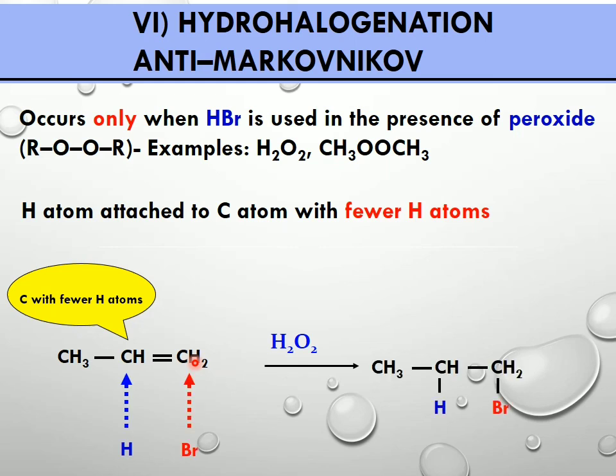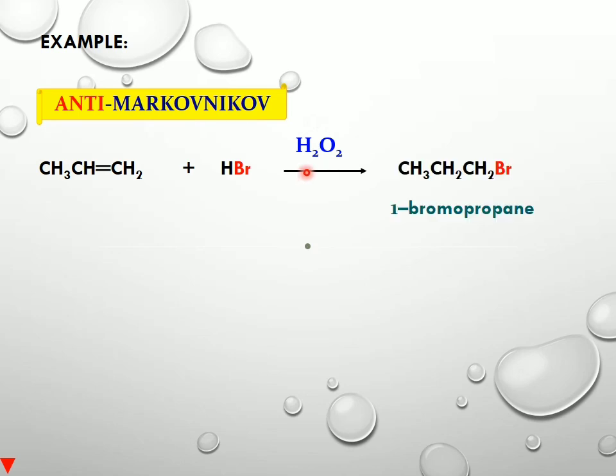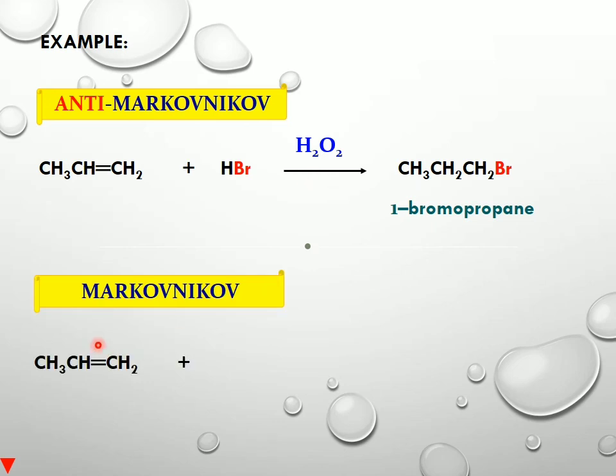So this is anti-Markovnikov: H is added to the carbon with fewer hydrogens. The H will be added here and then Br will be added on this carbon. For anti-Markovnikov, we must have the presence of hydrogen peroxide or methyl peroxide. And then for Markovnikov, our H will be added to the carbon with more hydrogen atoms. So H will be added on this carbon and Br will be added on the second carbon. So we will get 2-bromopropane.